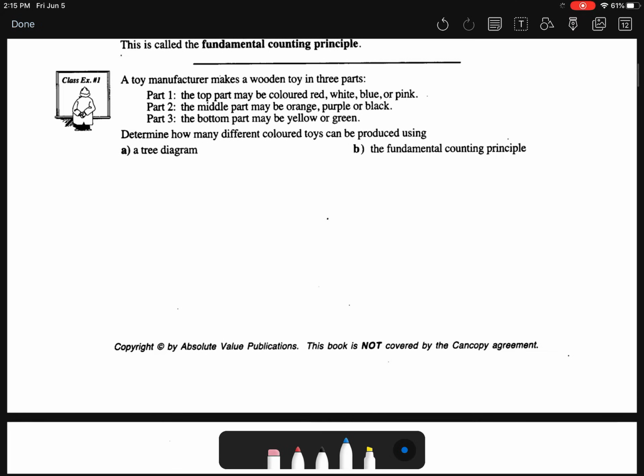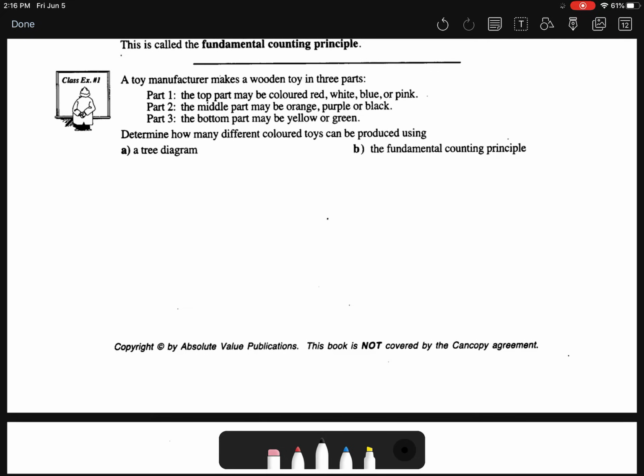Okay, so here it says a toy manufacturer makes a wooden toy in 3 parts, part 1, part 2, and part 3. The top part can be red, white, blue, or pink. The middle part can be orange, purple, or black, and the bottom part may be yellow or green. How many different color toys can there be using 1, a tree diagram, which is what they gave us at the top of this page, and then using the fundamental counting principle.